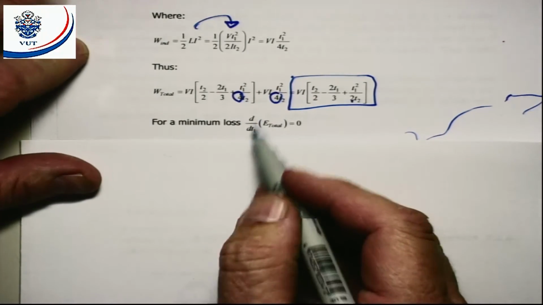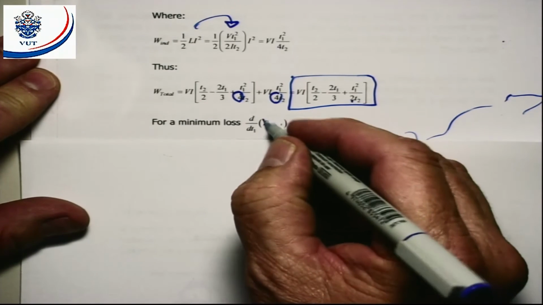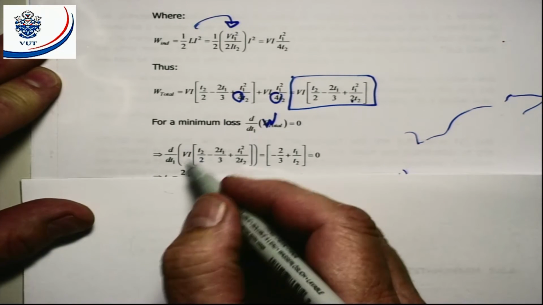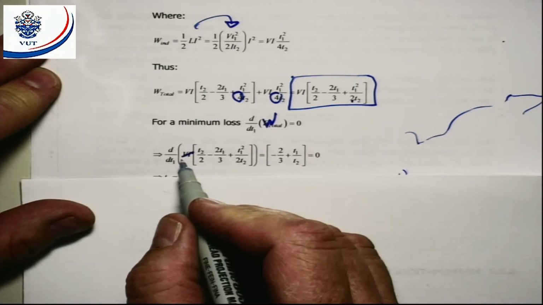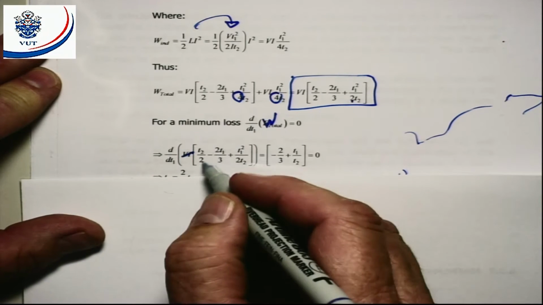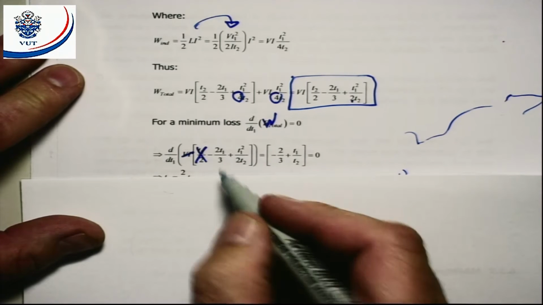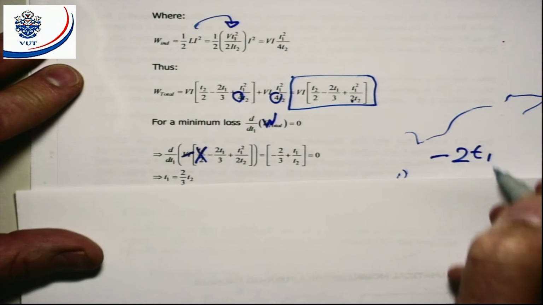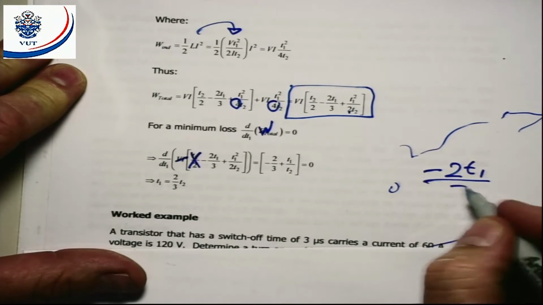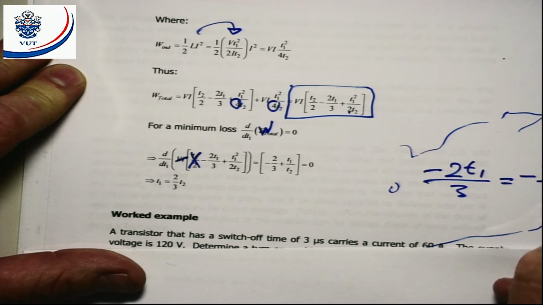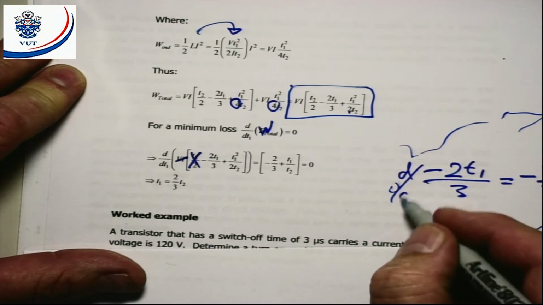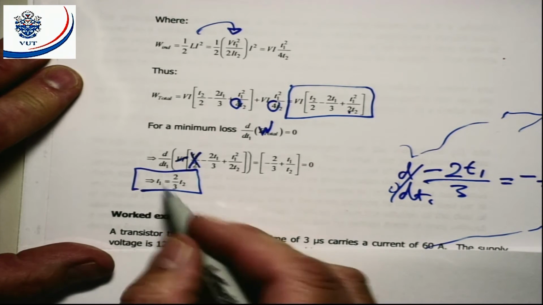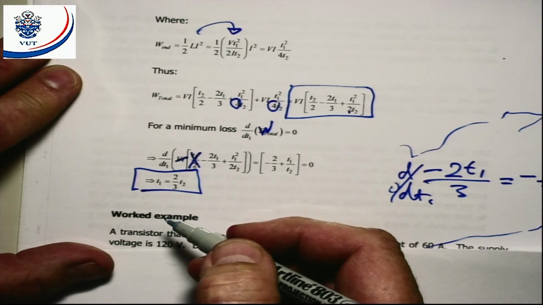For a minimum loss, dt, please change that to omega. d omega total is equal to 0. The VI's don't care. There's no T1 in that one. Minus 2 T1 over 3 becomes minus 2 over 3 when I've got d dT1. And then I get that T1 is equal to 2 over 3 T2. Does it ring a bell?